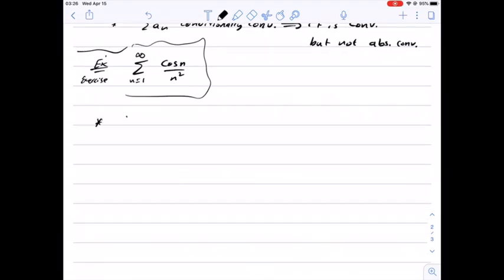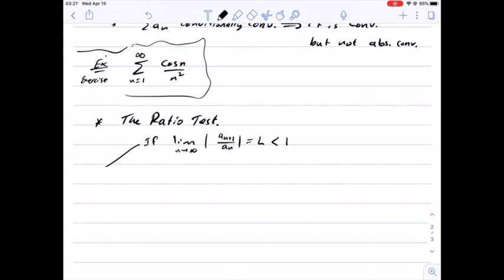Now we have a test that's called the ratio test. The ratio test for convergence. This test says that if the limit of a_(n+1) over a_n as n goes to infinity is equal to L, some number, and that number is less than 1, then the series is absolutely convergent and hence convergent.